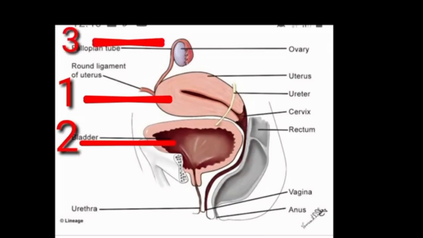Before starting the video, please understand the anatomy of the female genital tract. In the picture, number 1 shows the uterus, number 2 shows the bladder, and number 3 shows the ovaries. So this is the basic anatomy of the female genital tract. We are going to talk about the ovarian cyst today.